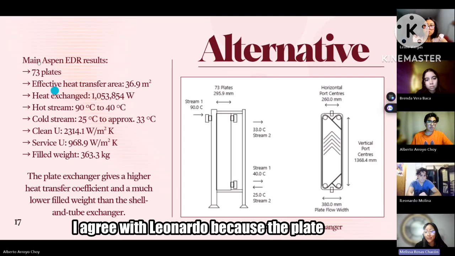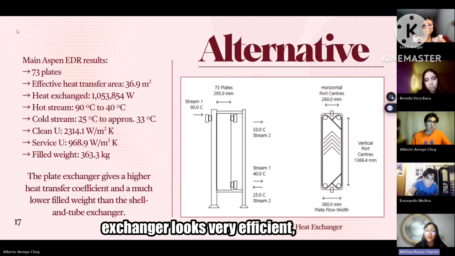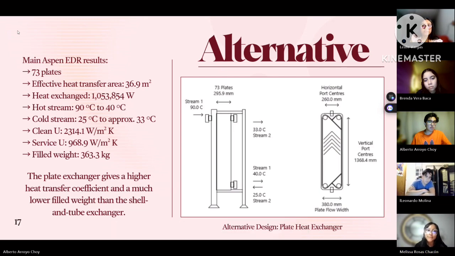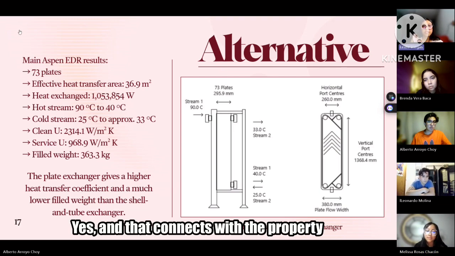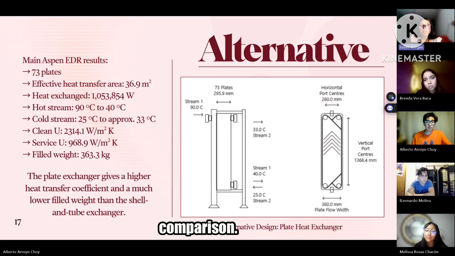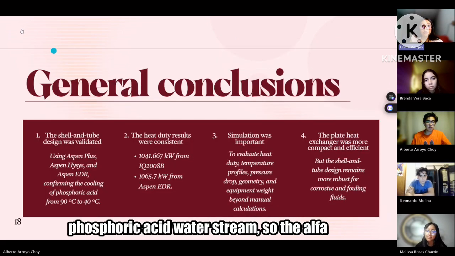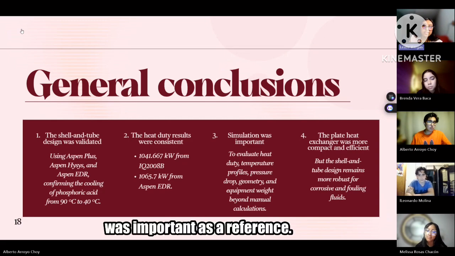I agree with Leonardo because the plate exchanger looks very efficient, but for this process, the acid behavior is a key factor. Yes, and that connects with the property comparison. The largest uncertainty was found in the phosphoric acid water stream, so the Alfa Laval data was important as a reference.